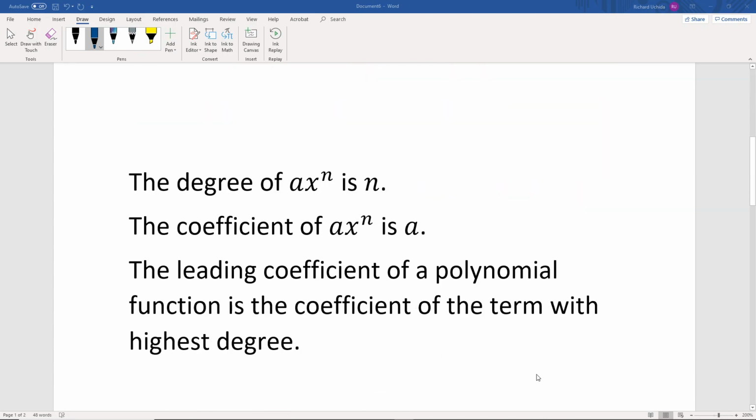Now first there's the degree of a term of a polynomial function. Let's say the term is a x to the n, that the degree of that individual term is n. It's the exponent for the variable. The coefficient of the term a x to the n is a. It's the number that's multiplying the variable being raised to that power. Now the leading coefficient of a polynomial function is the coefficient of the term with the highest degree.